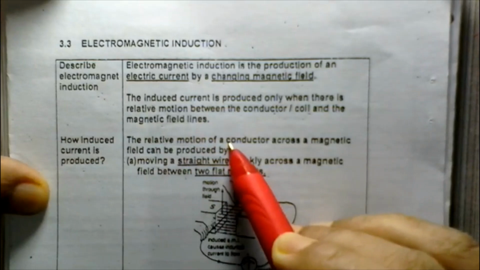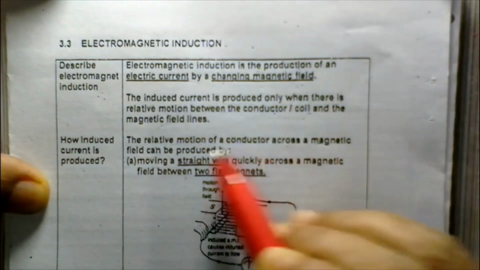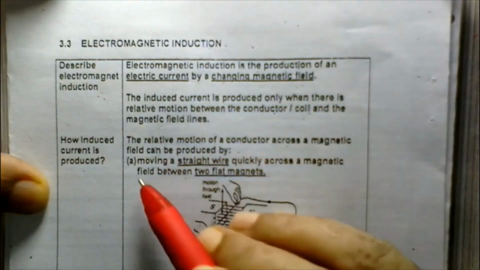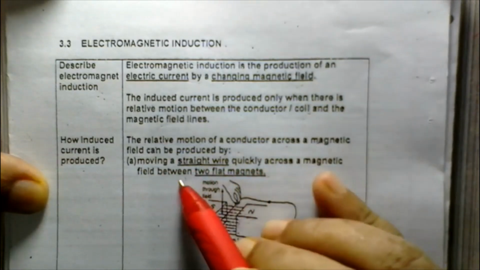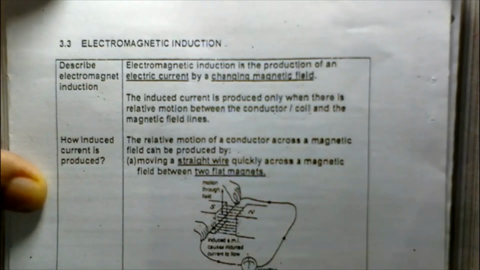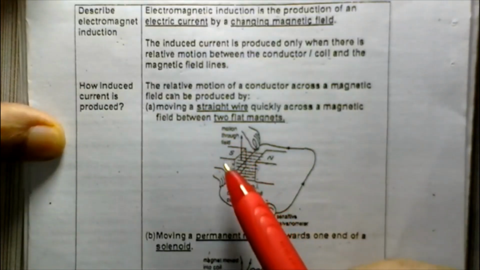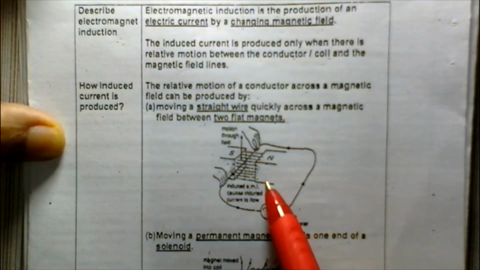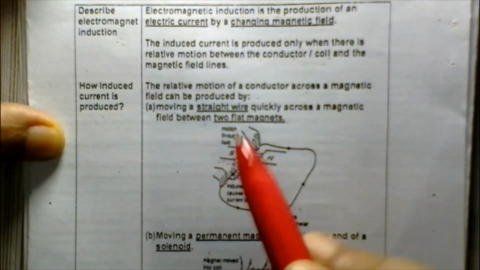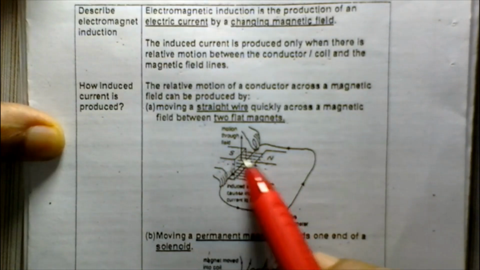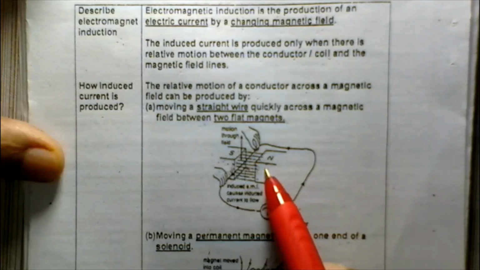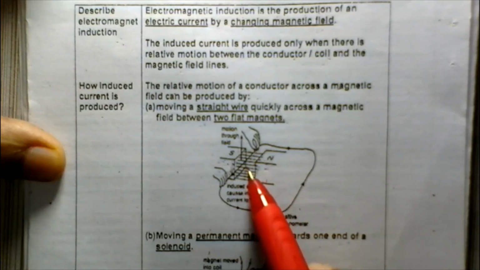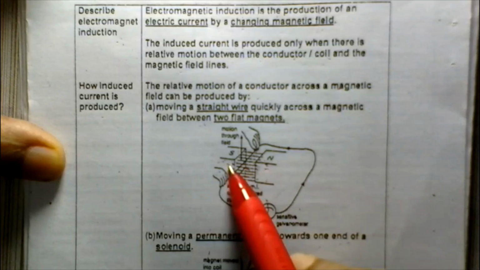How is induced current produced? The relative motion of the conductor across a magnetic field can be produced by A, moving a straight wire quickly across a magnetic field between two flat magnets. Okay, so we have here a permanent magnet. This is the north pole and this is the south pole. The parallel lines here show the magnetic field lines for the magnets. The direction is from north to south.